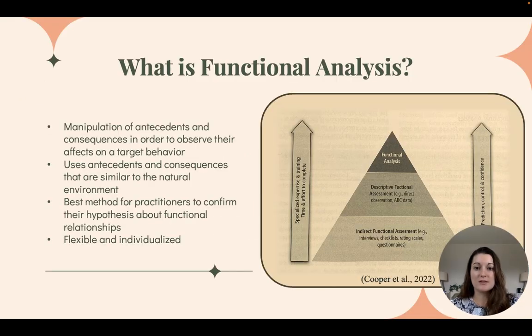A functional analysis is conducted through the use of a practitioner contriving situations in a controlled environment to test when the target behavior occurs. This is done by manipulating antecedents and consequences in order to observe their effects on a target behavior. It's important to use antecedents and consequences that are similar to the natural environment when conducting a functional analysis.